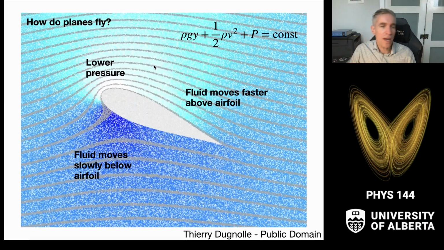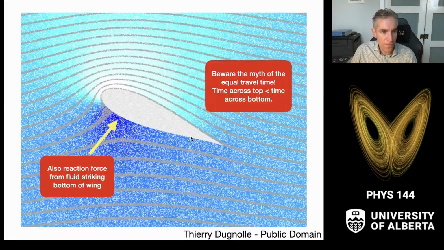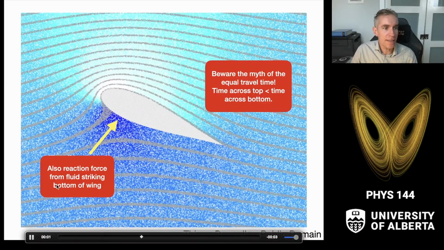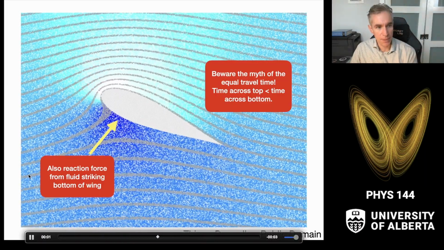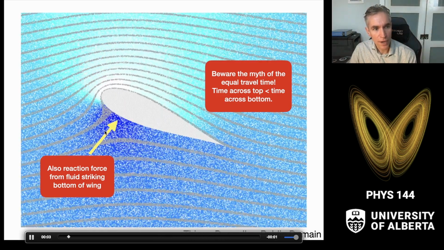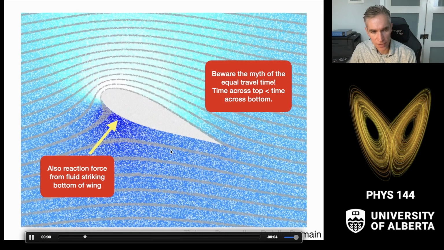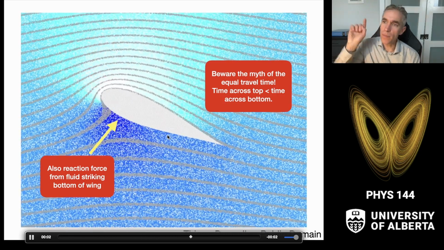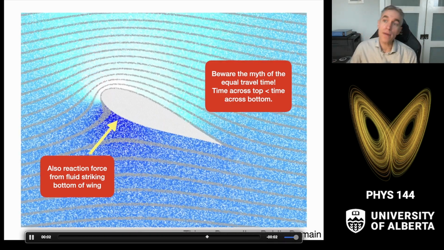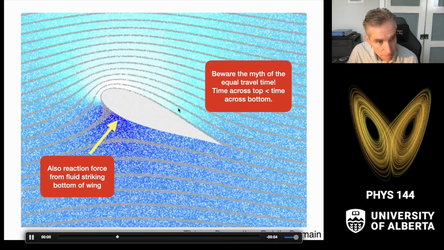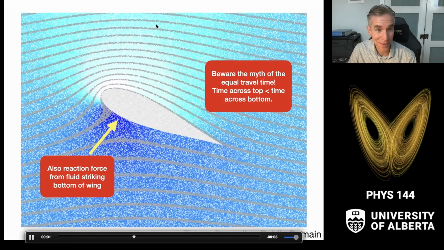But there's two caveats that are important to know here. The first caveat is that there's also a significant reaction force from the fluid striking the bottom of the wing. What happens here, the fluid comes in, it bonks off the wing, and the stuff that travels along the bottom here gets a net momentum change pointed downward. So there is a net momentum on the wing that pushes upward, and that forces the wing in the same direction that the lift happens.